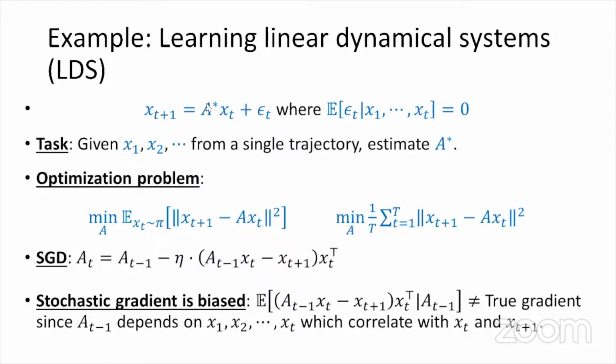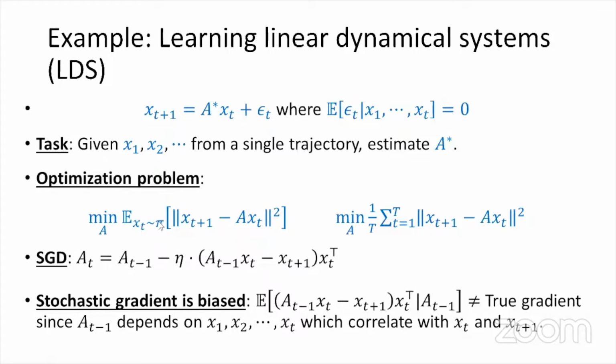Okay, so we can pose it as an optimization problem, again a linear least squares regression problem, where we would like to minimize over all the matrices A the loss function, where x_t is sampled from the stationary distribution. We would like to minimize the norm of x_{t+1} minus A x_t squared and then take the expectation as x_t is drawn from the stationary distribution pi.